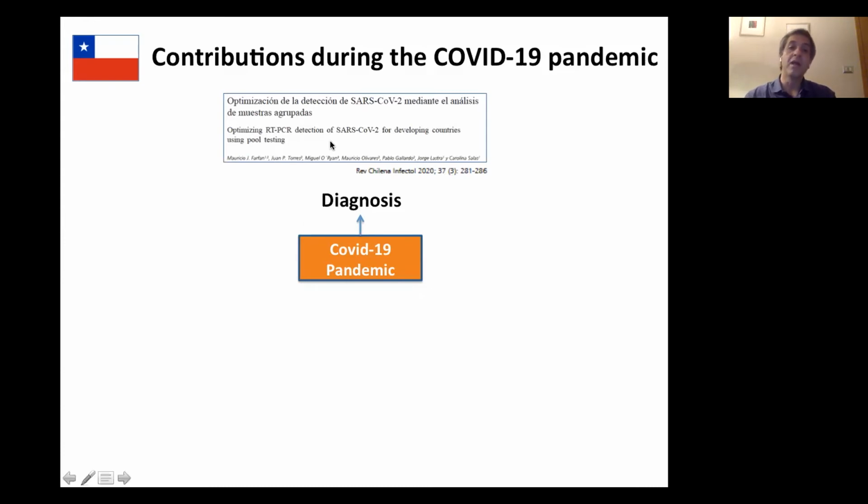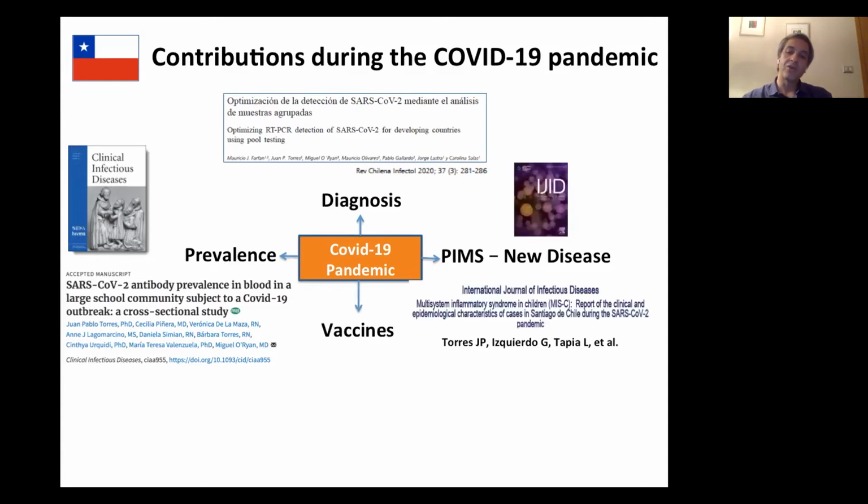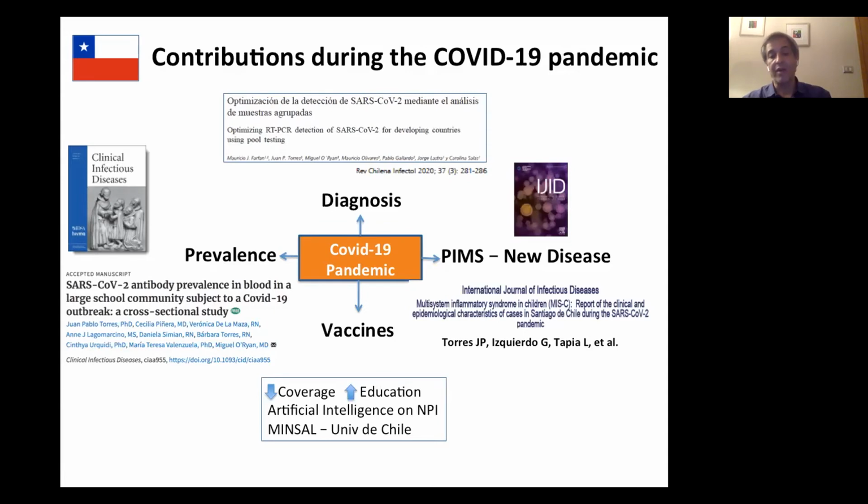For example, the detection of the virus using pool testing, or doing some studies of prevalence in students and at schools, and also in adults, to have some input, some data about the PIMS or MIS-C, the multi-systemic inflammatory syndrome that can develop in some children because of COVID, and also a very relevant participation of our faculties in vaccine studies.